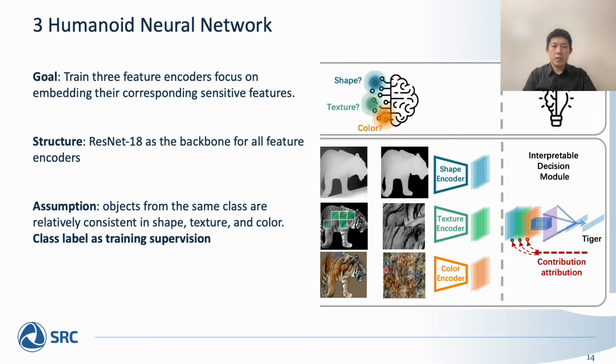After we obtain those separated features, we train 3 feature encoders focused on embedding their corresponding sensitive features, which will also create 3 latent spaces. For example, in the shape latent space, similar shapes will have similar embeddings. And during the training, we use class labels as supervision.